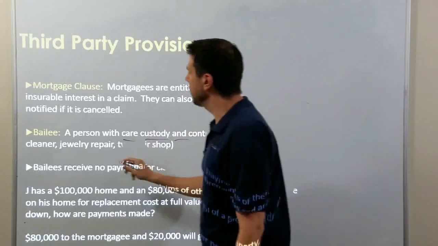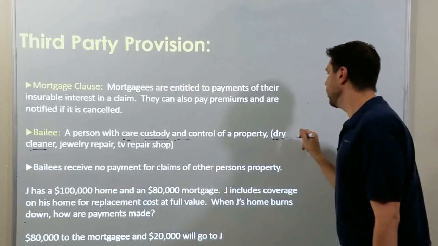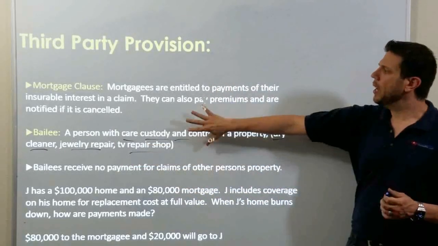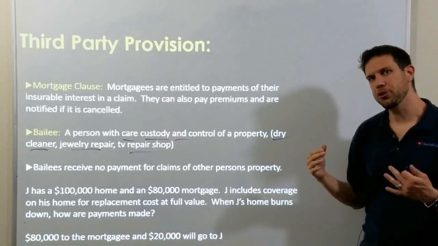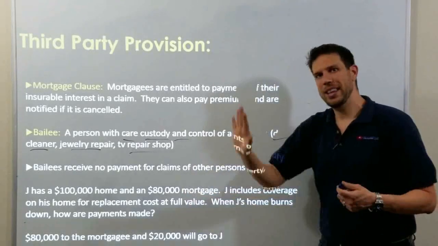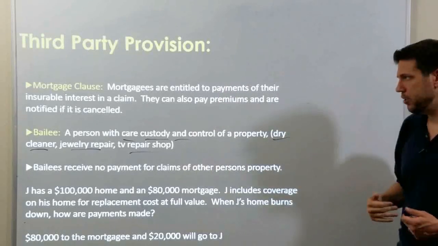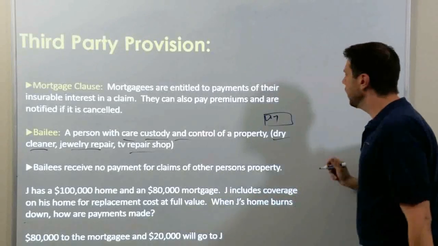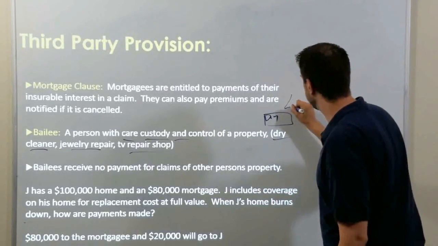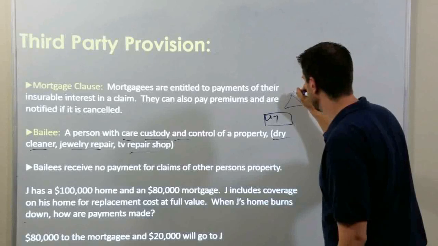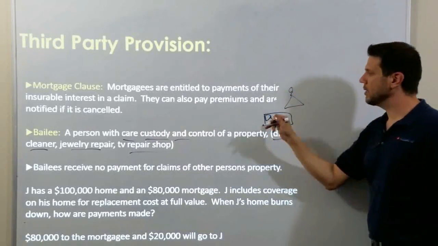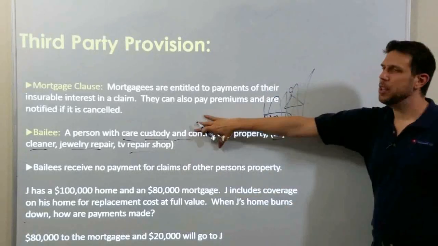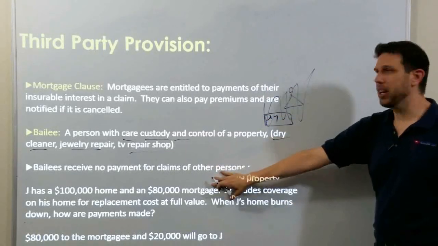Bailees are dry cleaners, jewelry repair shops, and TV repair shops. Bailees are typically places where you drop stuff off, they fix it, then they give it back to you. So let's say you have a dry cleaner and you drop off a dress. That's a dress. I don't know how to draw a dress. So you drop off a dress at the dry cleaner. The dry cleaner burns down. The bailee does not get any money.